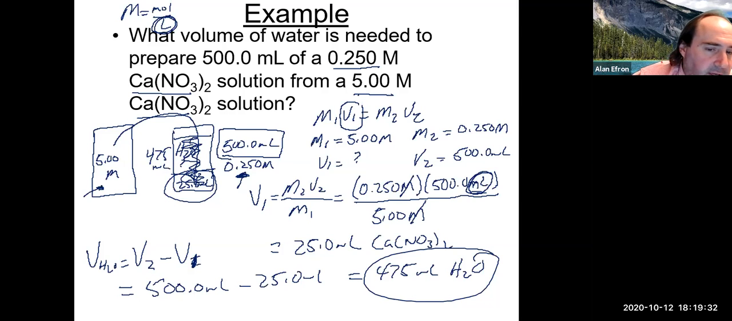Any questions on dilutions or how to calculate dilutions? V1 is typically how much of the stronger solution you're taking. V2 is your final volume. M2 is usually your final molarity of your diluted solution. And M1 is typically the more concentrated solution. Any questions on any of that?